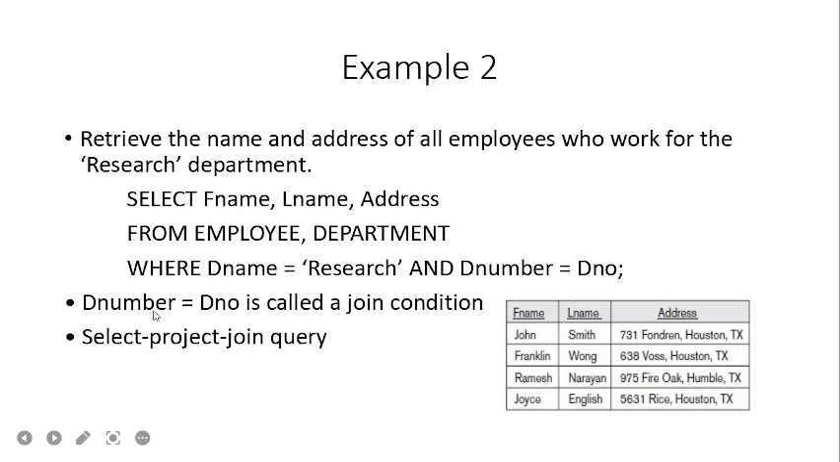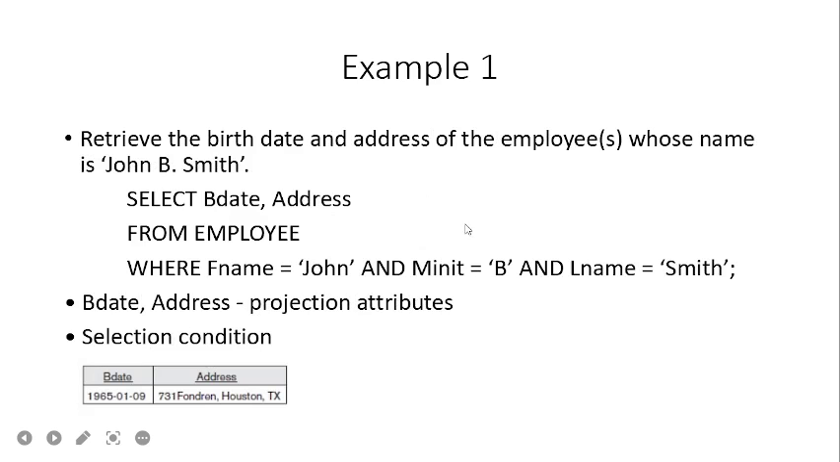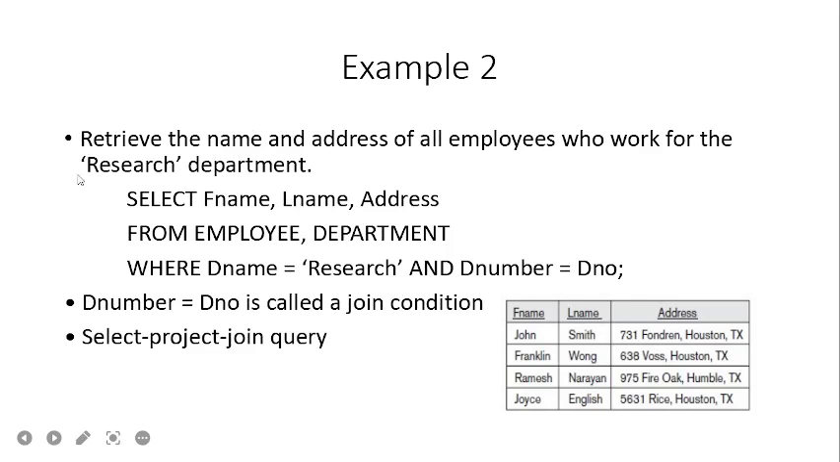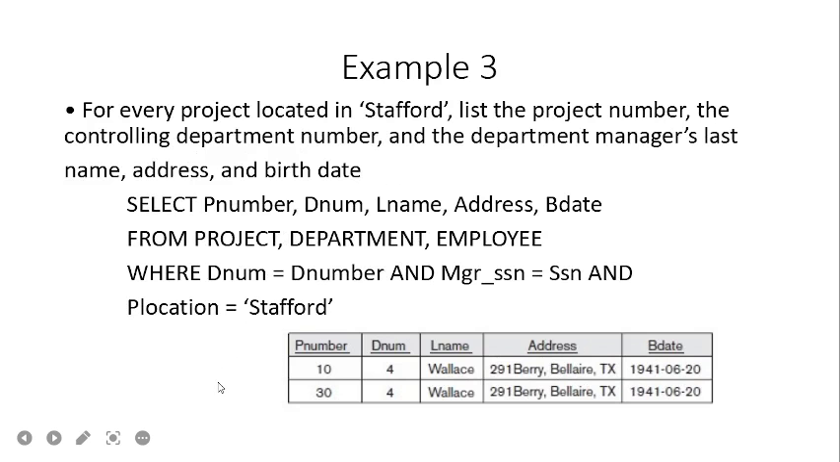So here D number is equal to DNO, and that is known as a join condition. And in this query we do not have a join condition because we are using a single table. When we have two tables, to join these two tables we need a join condition. And this kind of query is known as a select project join query.